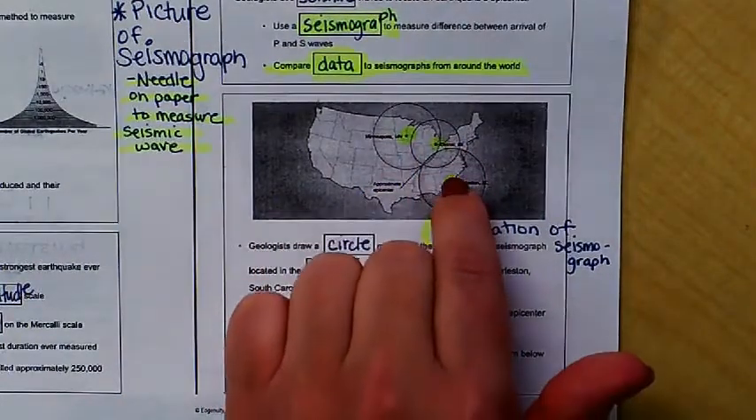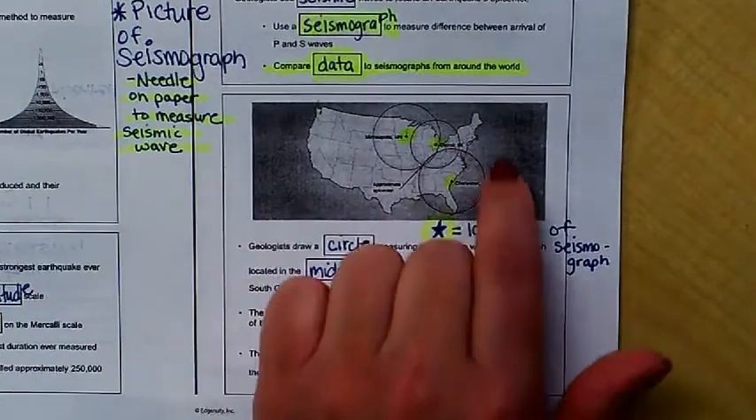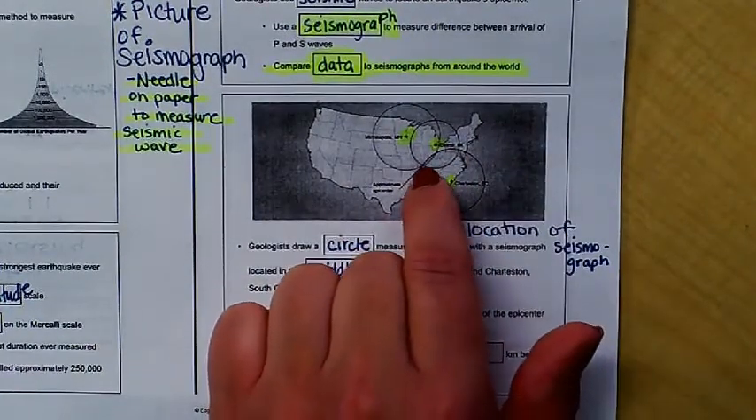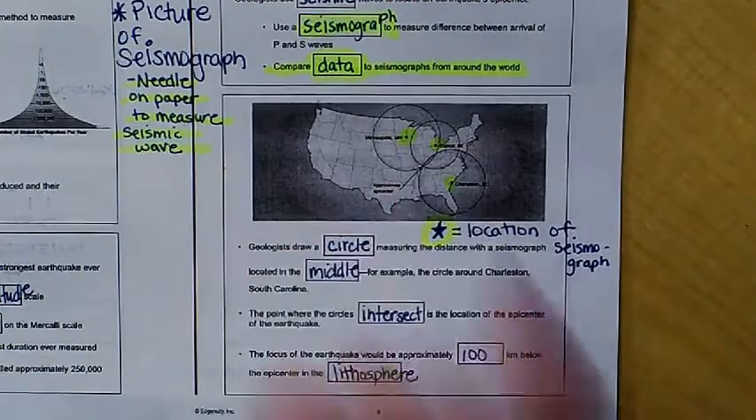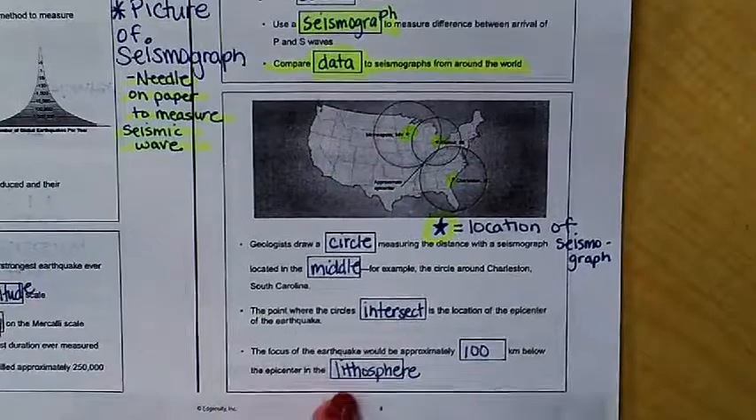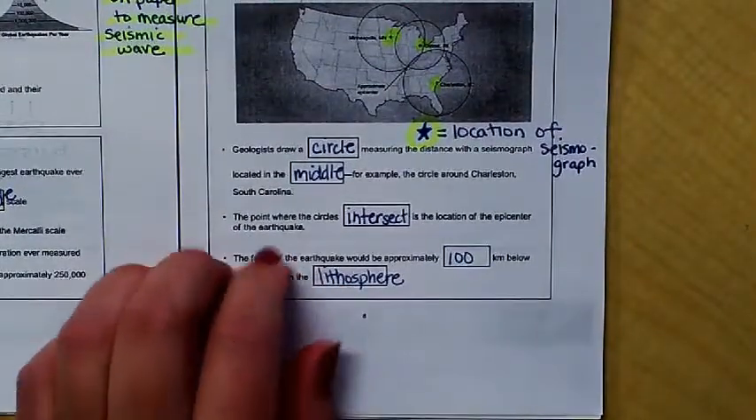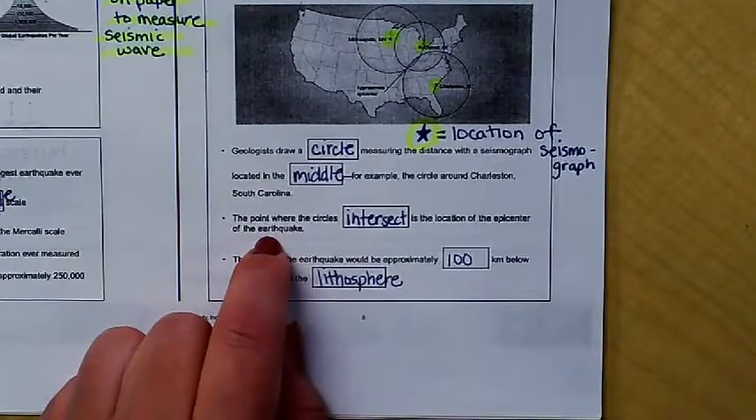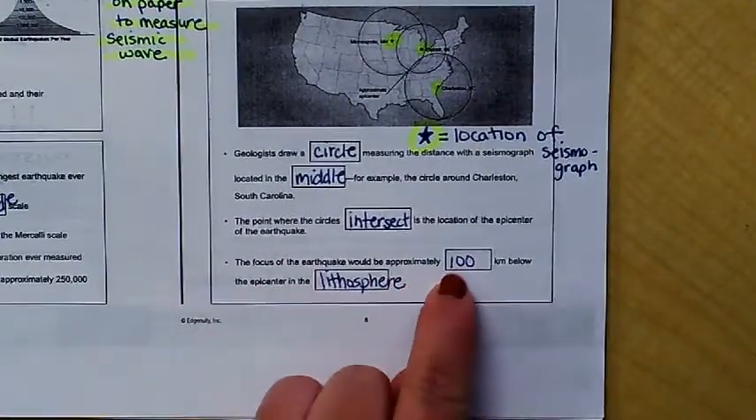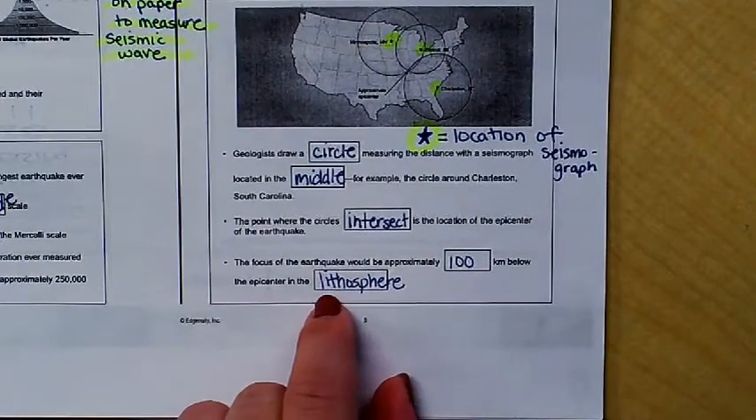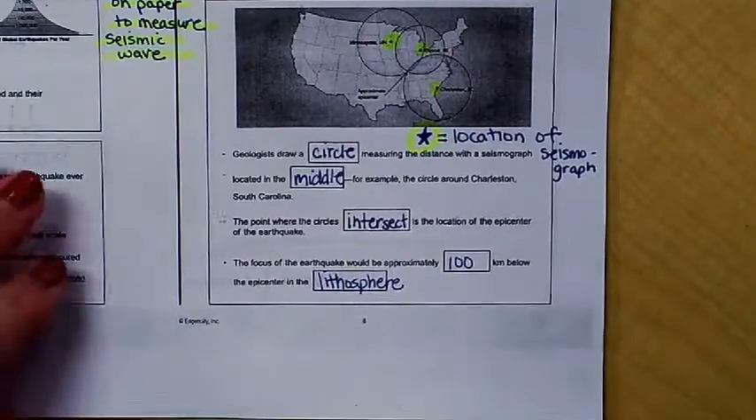So inside of those circles is where the seismograph station is. Then they draw a circle around it to see where the 3 lines intersect, and that's the approximate location of the epicenter. But remember, the epicenter is on the surface of the earth, while the focus is going to be about 100 kilometers below that epicenter, down in the earth.